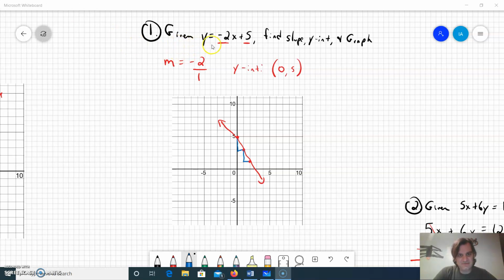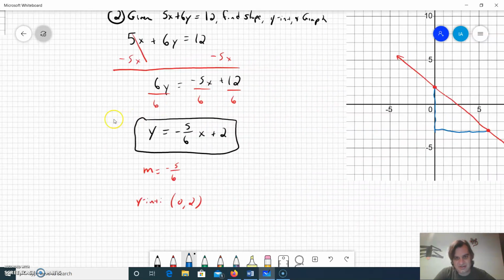But number one, given y equals negative 2x plus 5, find the slope, y-intercept, and the graph. This is already in slope-intercept form, so the slope is negative 2. The y-intercept is 5, and here is the graph.